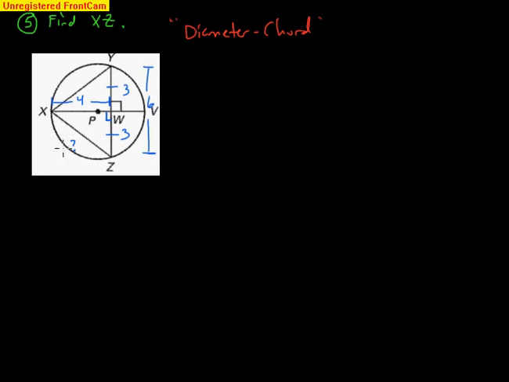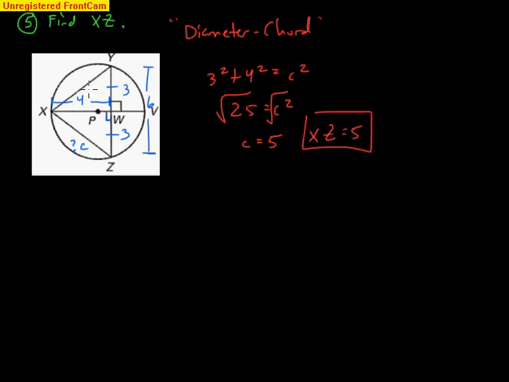And now we focus on this right triangle to find XZ. Let's call it side C, the hypotenuse. 3 squared plus 4 squared equals C squared. 25 equals C squared. We take the square root. C cannot be negative, so it's not negative 5. It's just going to be positive 5. So XZ is 5. Remember, if a diameter is perpendicular to a chord, it bisects that chord and it bisects the arcs. So we also know that these arcs are equal in measure as well.